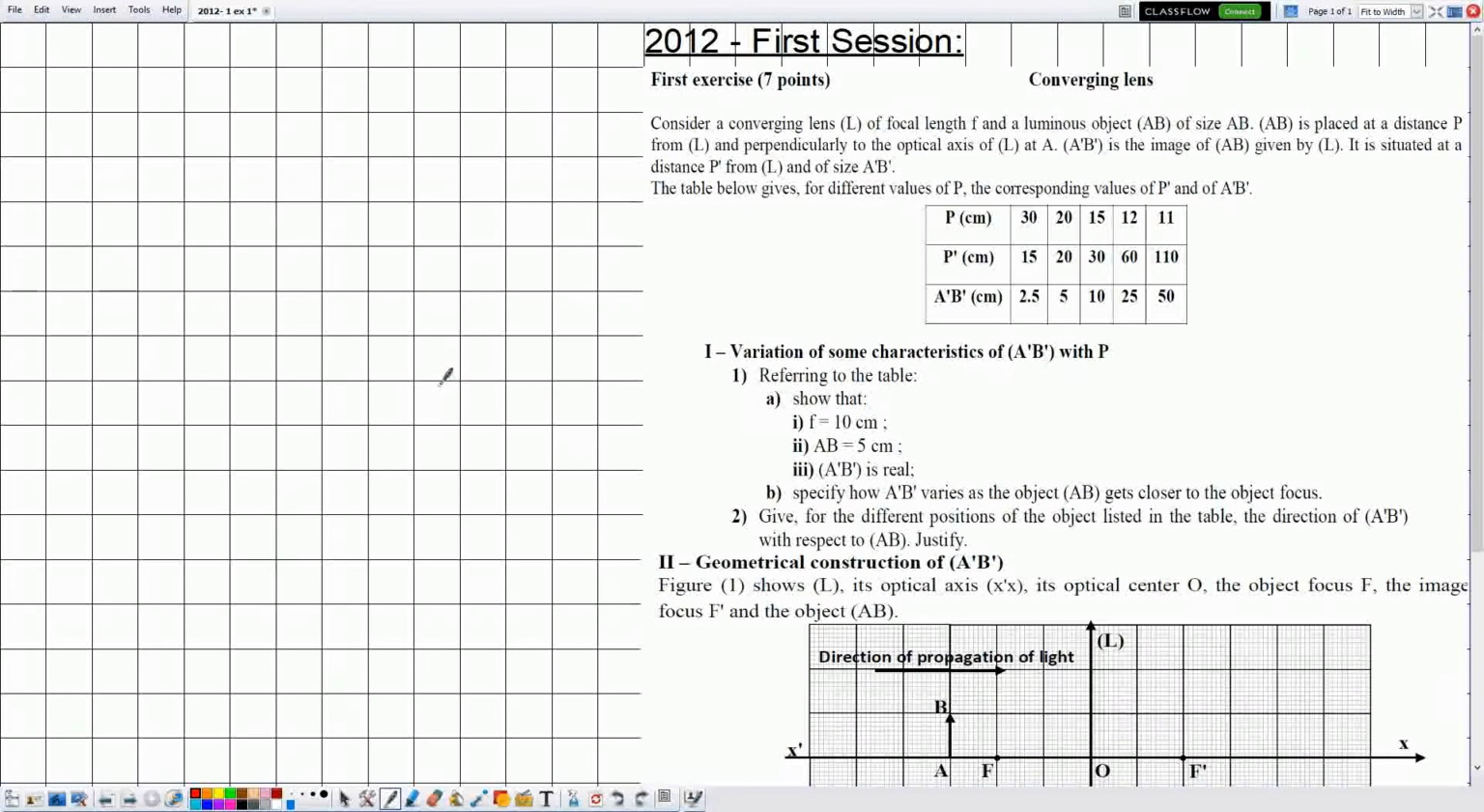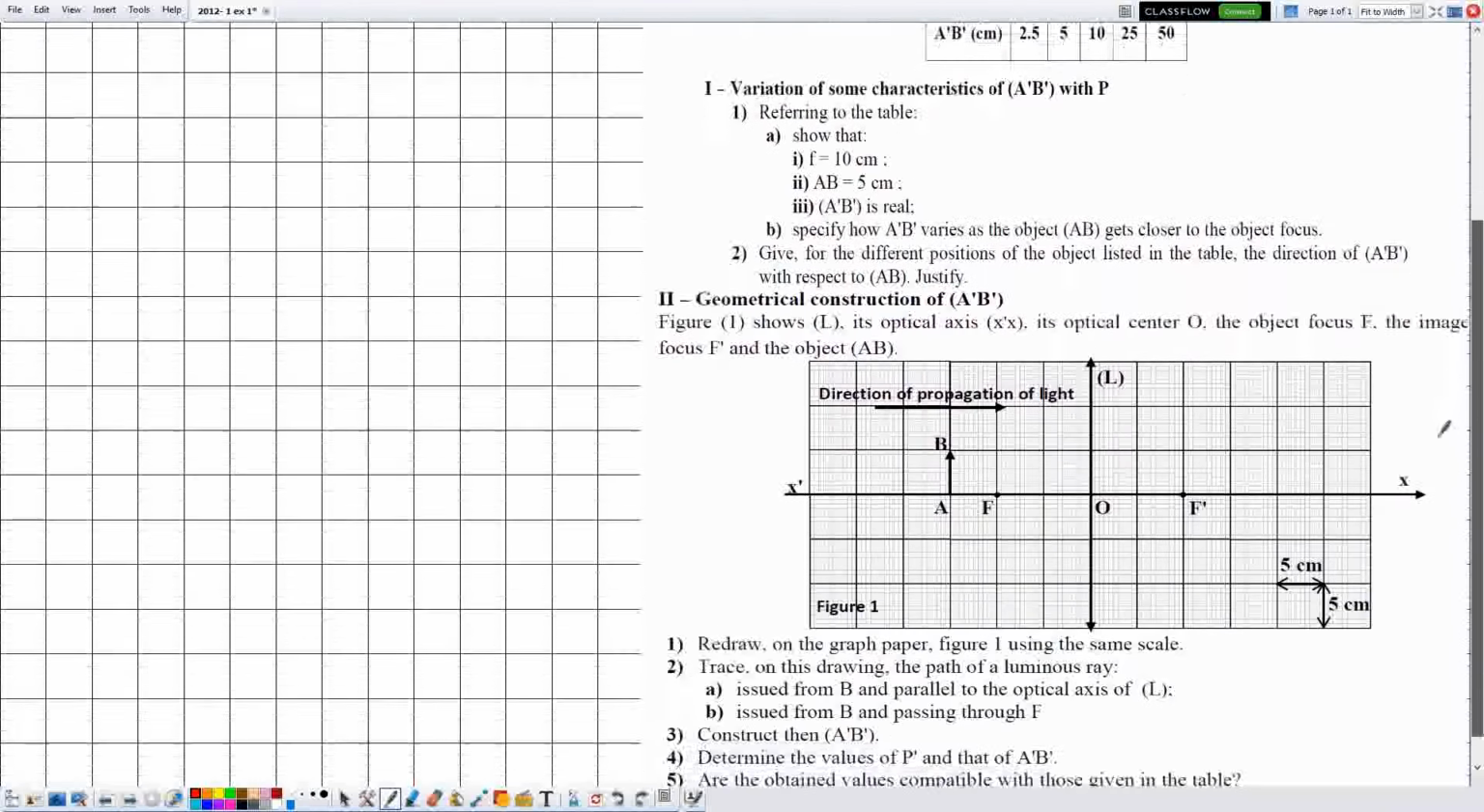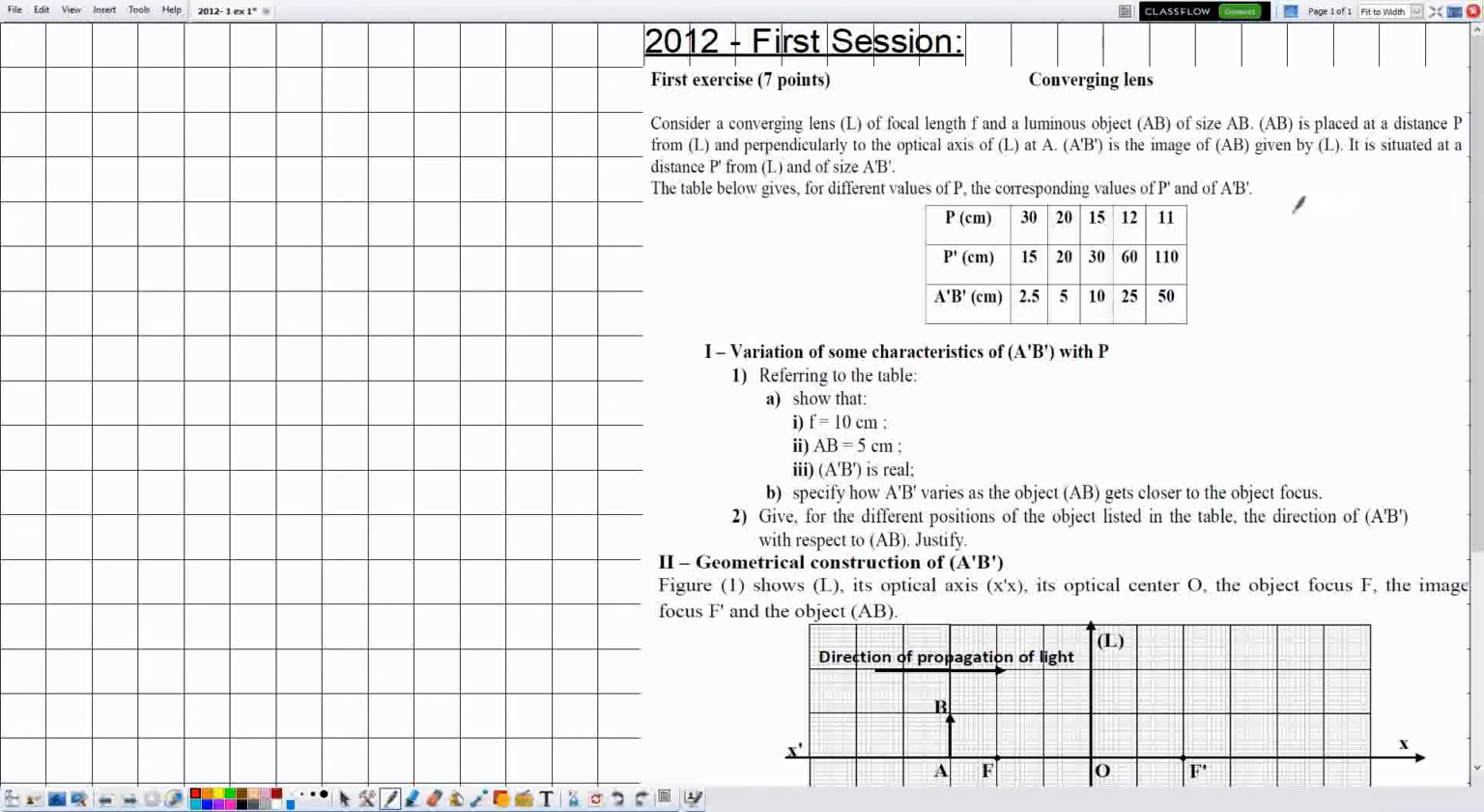Okay, hello everyone. In a new video, we are going to solve an exercise related to optics and the chapters of lenses and formation of images. This exercise was a previous one in the brevet exams in 2012, first session, first exercise. The title of this exercise is Converging Lens.